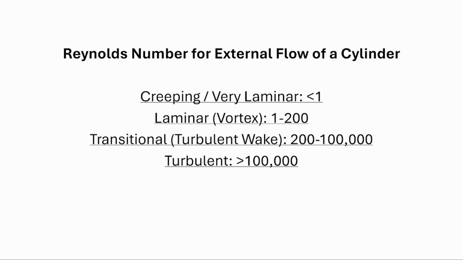So I set up a little PowerPoint here to go over the flow. Reynolds number, if it is 1 or less than 1, it's going very slow, which means it's very laminar. If it is 1 to 200, it's still laminar, but there are the occasional vortex that can spawn behind the object. And if it's between 2 and 100,000, this would be considered a transitional flow, which means it has turbulent wake after passing the object. And anything above the 100,000 would be considered turbulent.